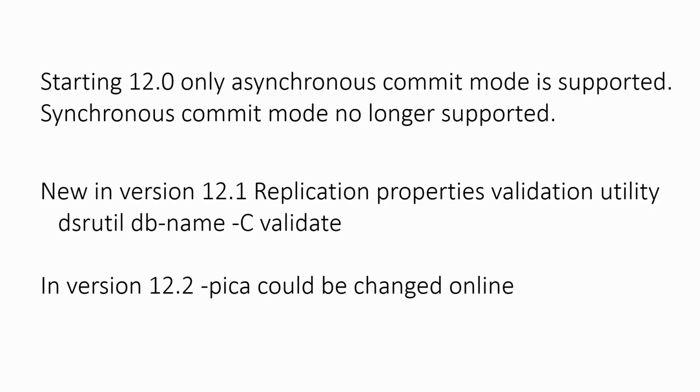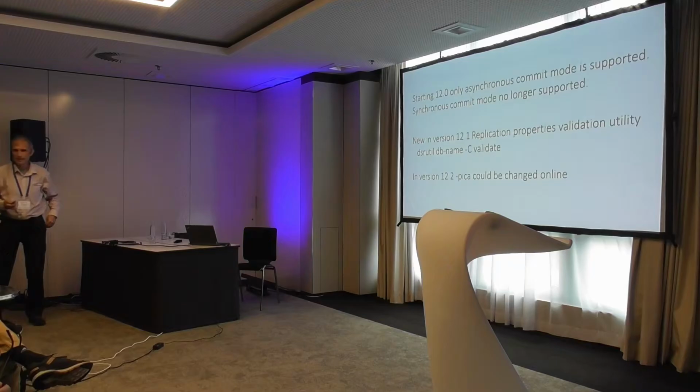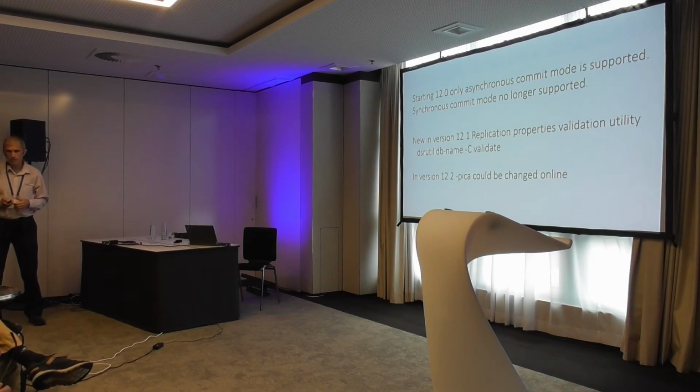And finally, in version 12.2, pica could be changed online, which is also good because when the pica is filled to 100%, bad things start happening. Basically your source database will receive breaks, which you don't want to have, obviously. So I set pica big enough, and I never had problems for many, many years. It's not a lot that you need to give to pica to be happy.